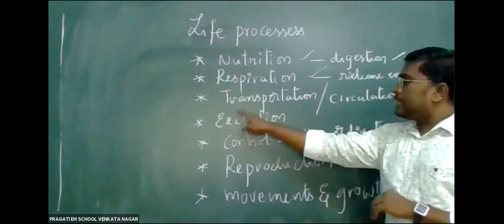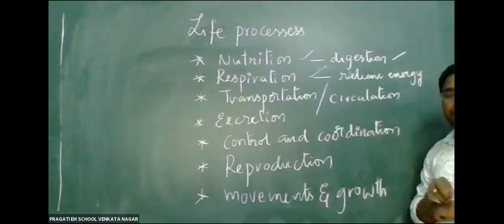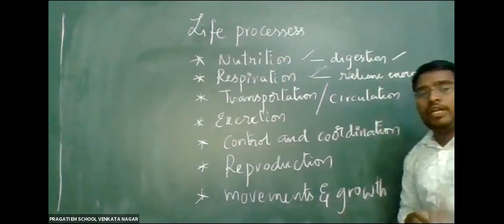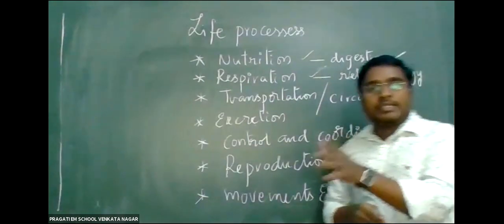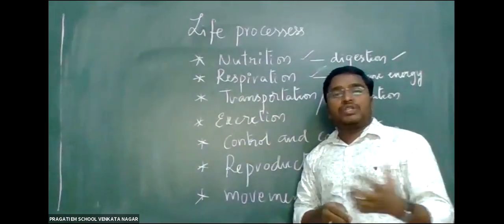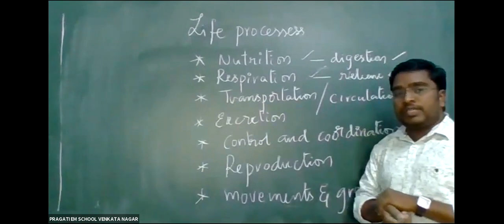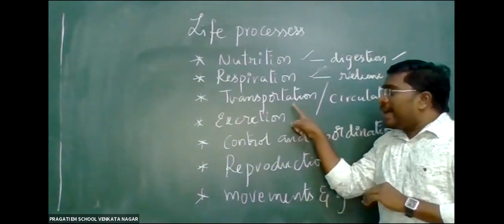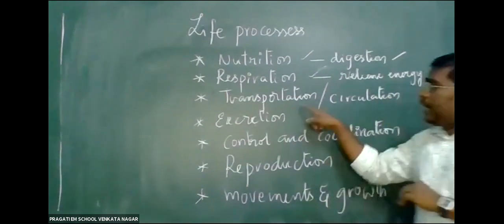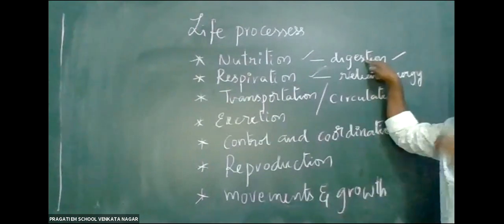Next one is transportation or circulation, which is related to the circulatory system. What is the function of the circulatory system? What is the basic function of this life process? It can transport nutrients which are digested in the living organism.